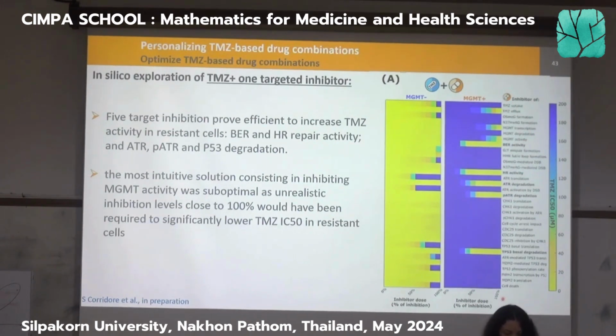What you can see is that for the MGMT minus, actually we don't care because they are really sensitive. But for MGMT plus, the resistant cells, we do have some lines for which you start with blue, so you start with resistant, this is what we know, and then you become yellow when you increase the dose of inhibition. So how many inhibitions do you think would actually do the trick? How many drug combinations do you see which are good enough for MGMT plus?